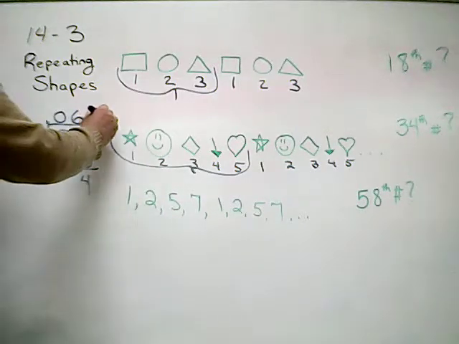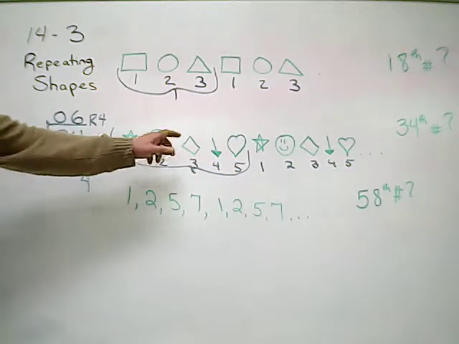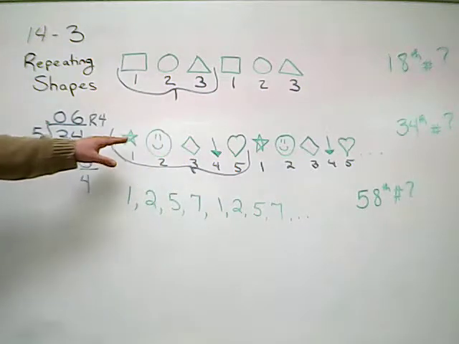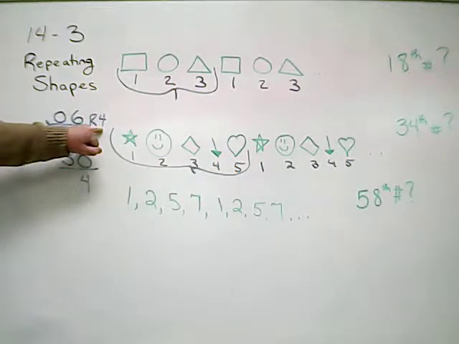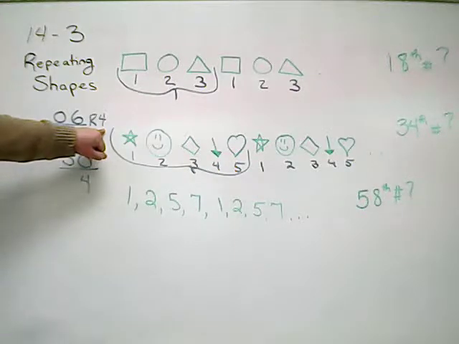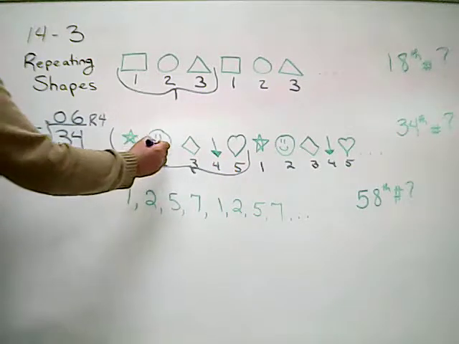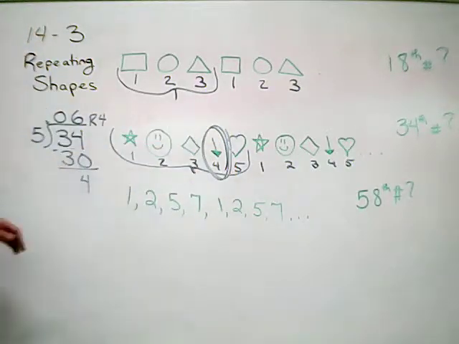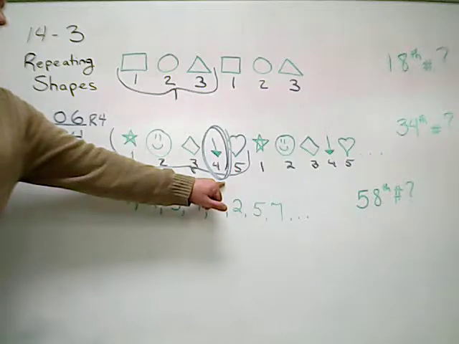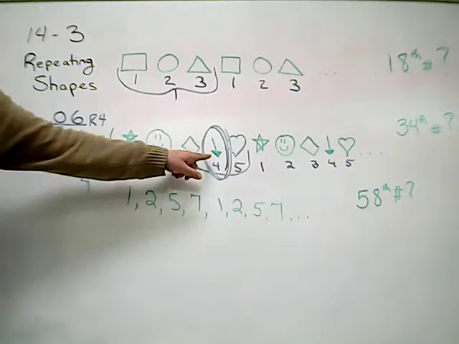So here's how I'm going to interpret that. I can make 6 full patterns of star, happy face, diamond, arrow, heart. I can make 6 full patterns of that. But to get to the 34th number, I need to start a 7th pattern. And my 34th shape is going to be the 4th shape in the pattern. So in this case, this is our first shape, our second shape, our third shape, our 4th shape. My remainder is going to tell me what number in the pattern the shape is going to be. So I know that the 34th shape in this pattern is going to be an arrow.